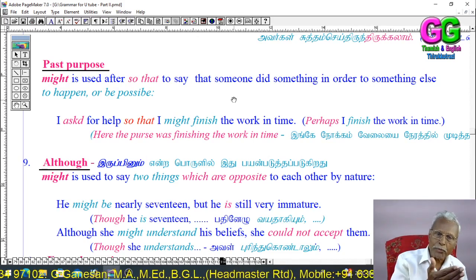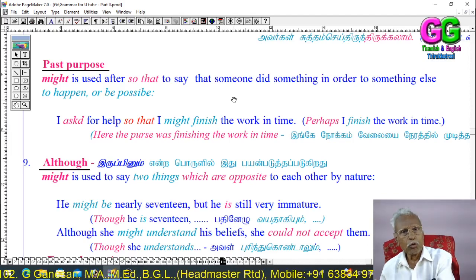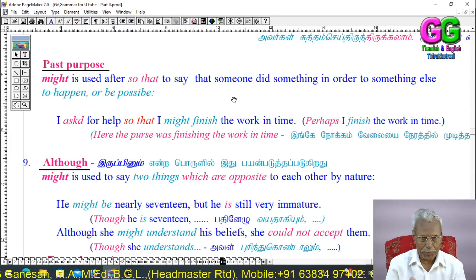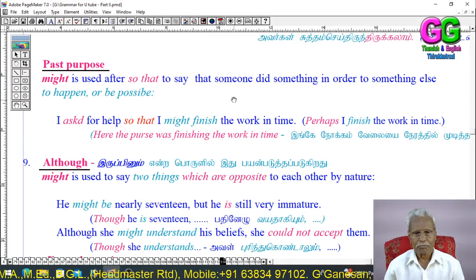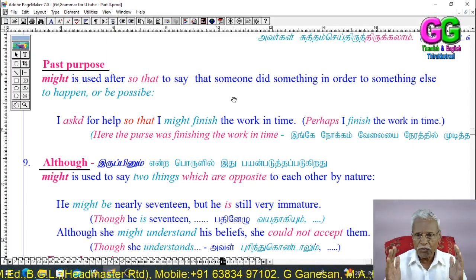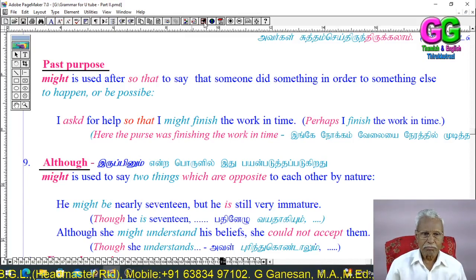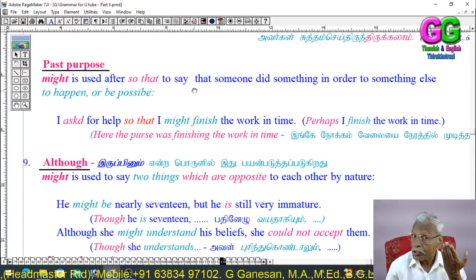If someone helped me, I would do my work in time. For that purpose, I asked for help. So, perhaps I finished the work in time. Perhaps I would finish the work in time.